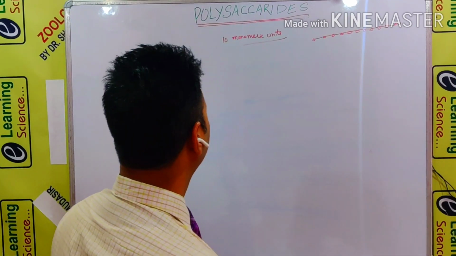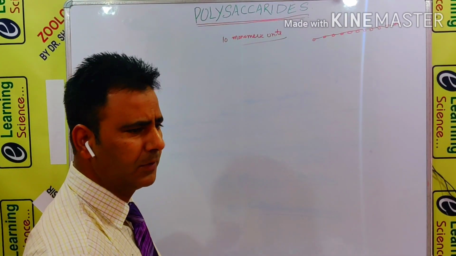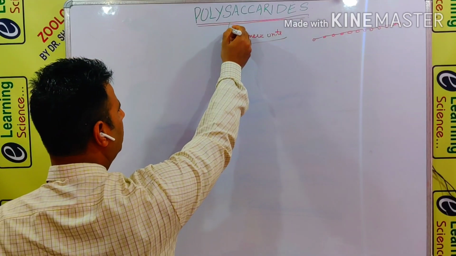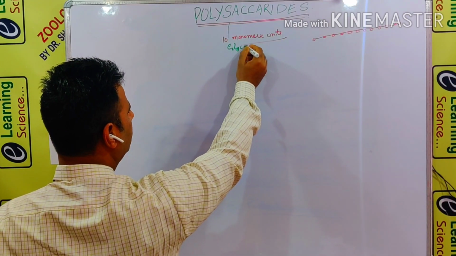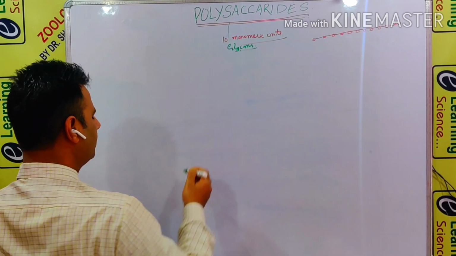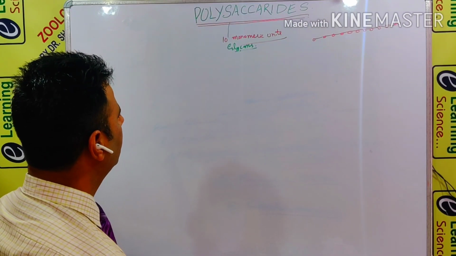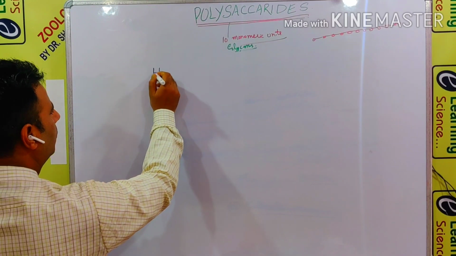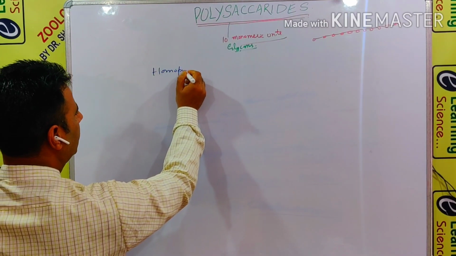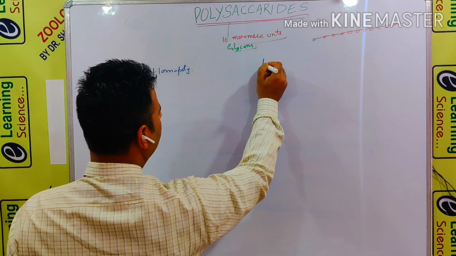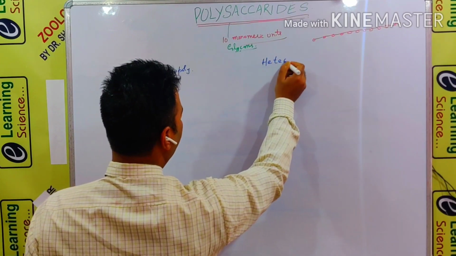These polysaccharides are further of two types. Sometimes we call these polysaccharides glycans. The polysaccharides are of two types: one is the homopolysaccharide, and the second is the heteropolysaccharide.